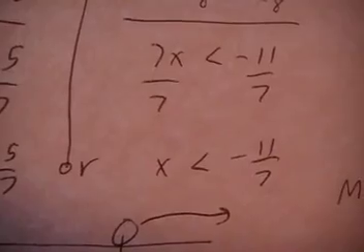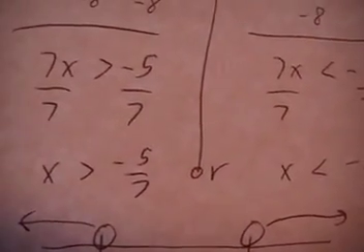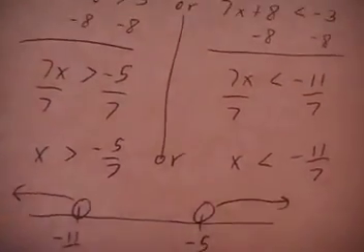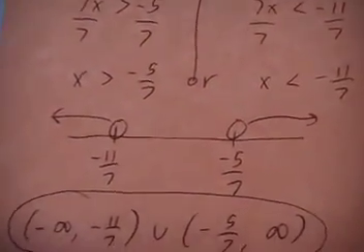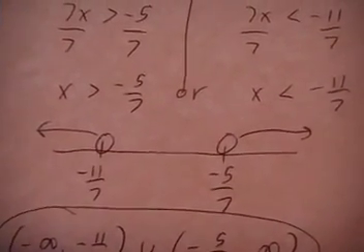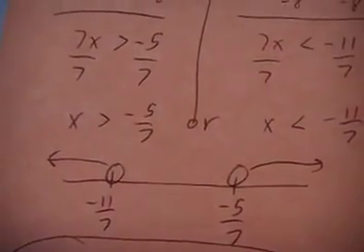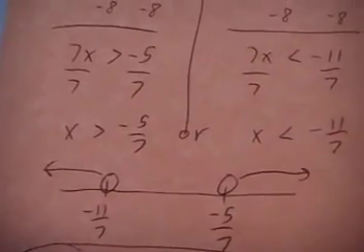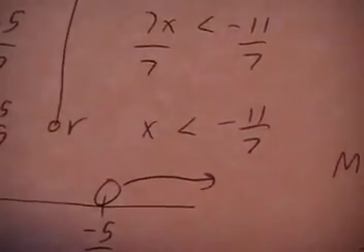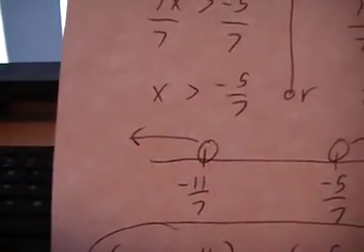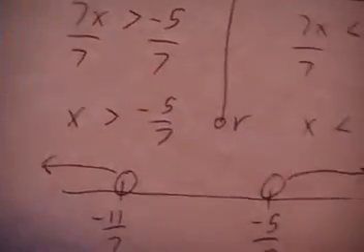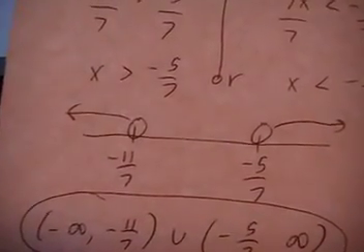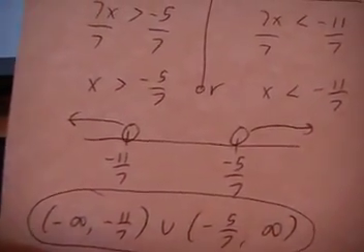Negative 11 over 7 is smaller than negative 5 over 7. The bigger it looks on the negative side, the smaller it actually is. So I made a number line with the smaller number on the left, negative 11 over 7, the bigger number on the right. Notice that they're greater than and less than's without the or equal to, so then I put open circles. And if you're going less than negative 11 over 7, less than's to the left. If you're doing greater than negative 5 over 7, that's to the right. So this is kind of like that last problem, except now instead of the middle region being the answer, we're getting the two outside regions.